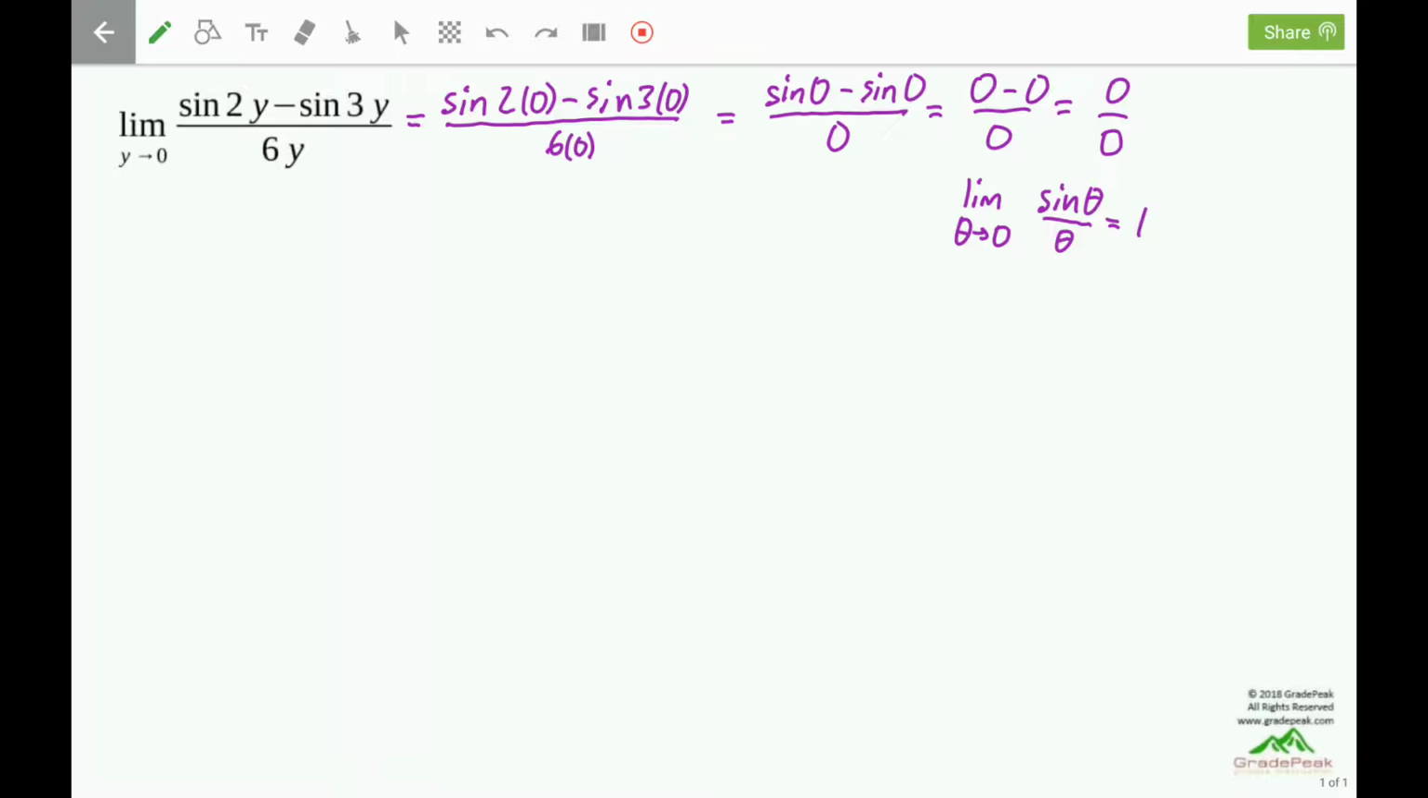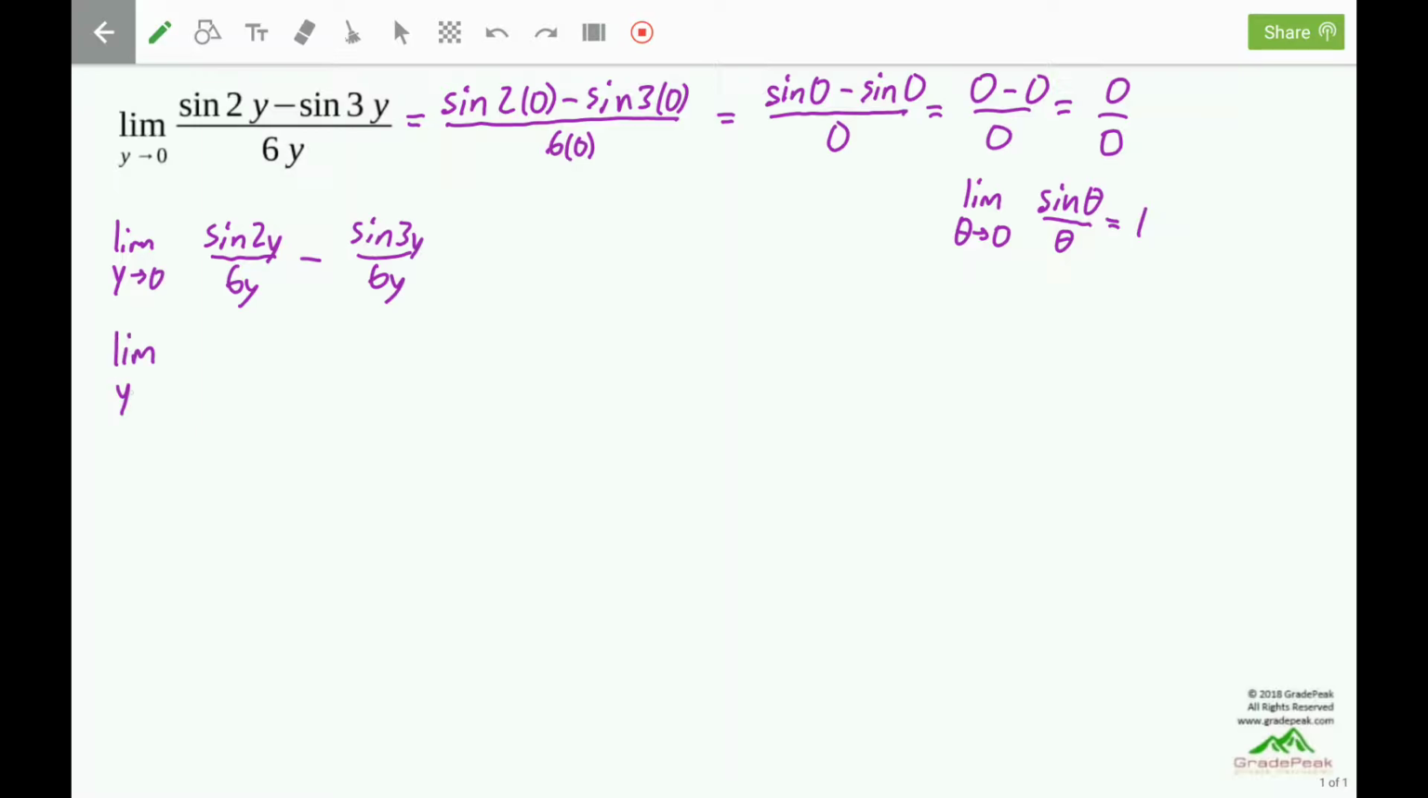Now for our function we have a sine in the numerator subtracting another sine in the numerator. So we're going to want to break these apart into separate fractions that are subtracting each other over that common denominator. So we can write it as sine of 2y over 6y minus the sine of 3y over 6y. And now what we're going to do is work with each of those individually. Each of them is 0 over 0, and each of them can turn into the identity.